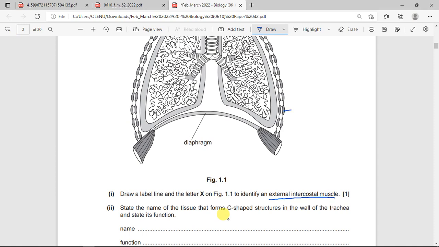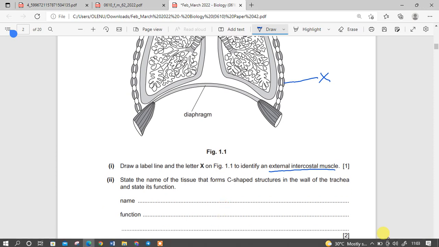So this, you just write X, that's the external intercostal muscle. This is the internal, the alveoli, bronchioles, then here the bronchus, then your trachea filled with cartilages. Then the next question is state the name of the tissue that forms the C-shaped structure in the wall of the trachea and state the function. The tissue there is cartilage.